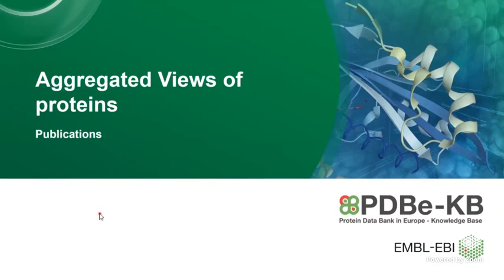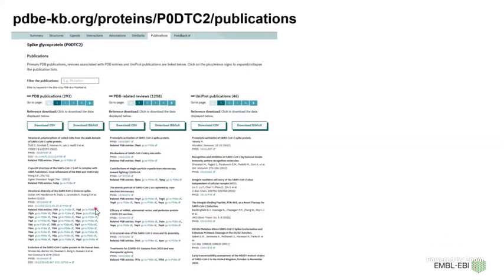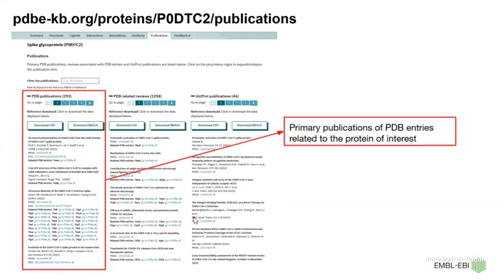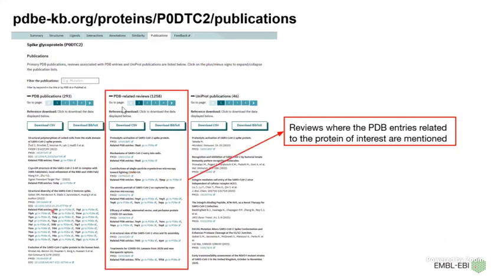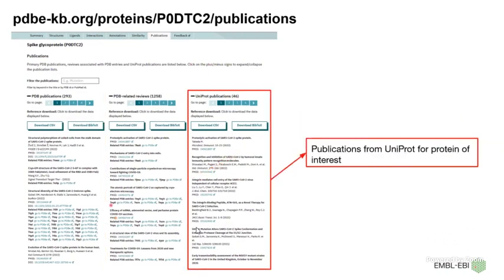Now, moving on to the publication information in the aggregated view of proteins. This is how the publication looks. You can see there are three main sections. The first is primary publications from PDBe entries related to the protein of your interest. Then you have reviews, where you see the PDBe entries related to the protein of your interest are mentioned. And lastly, you see the publications from UniProt for the protein of interest.